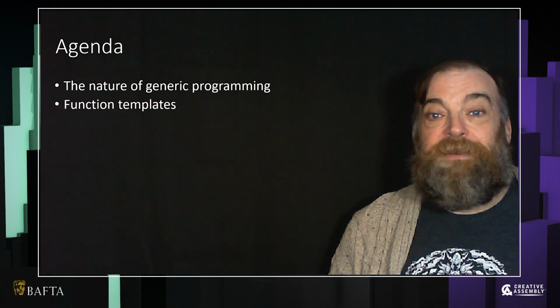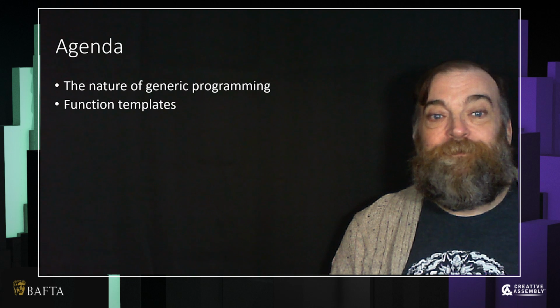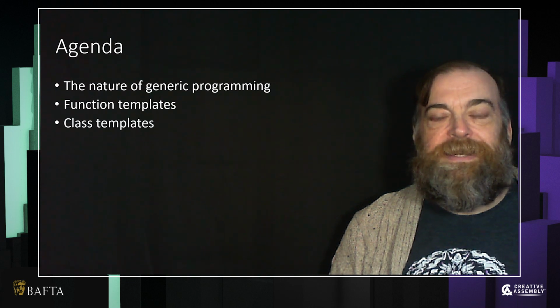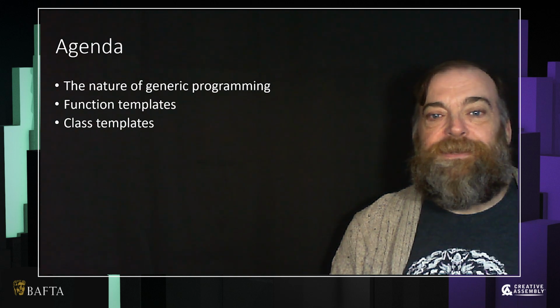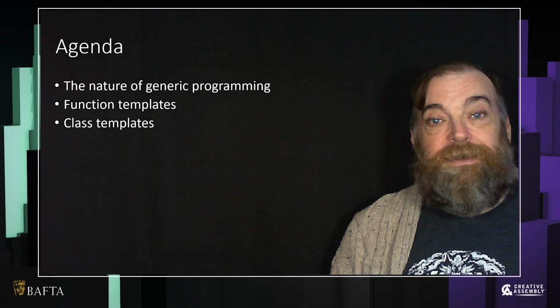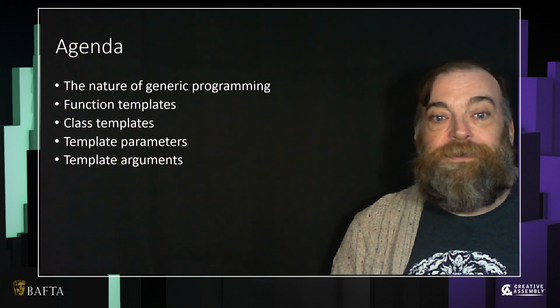The first example of generic programming that you're likely to come across is via function templates, so we'll look at some syntax and how function templates work. Then we'll move on to classes that encapsulate a behavior regardless of type. The standard library containers fall into this category. They are class templates. Next, we'll look at template parameters and then at template arguments.